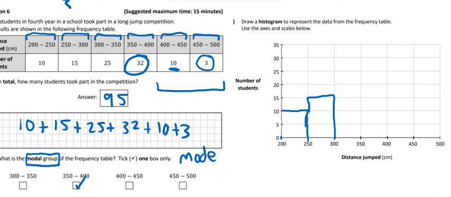And then between 300 and 350, there's 25. So we go up to 25. Between 350 and 400, there's 32. So you need to go up and you need to be careful here and just measure properly in between. Try to get as close to where 32 would be as possible. So 400 to 450, there's 10. So we're only going up to 10 here.